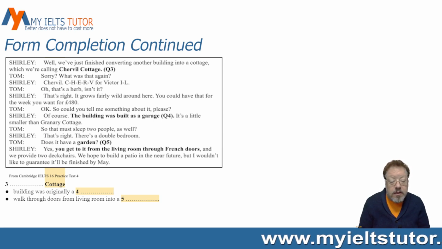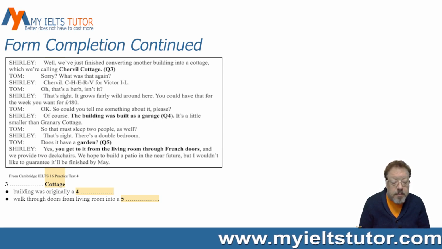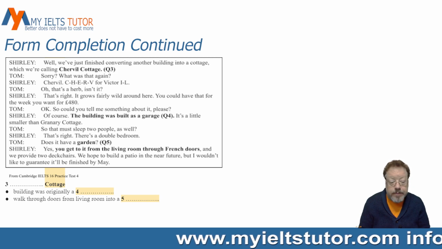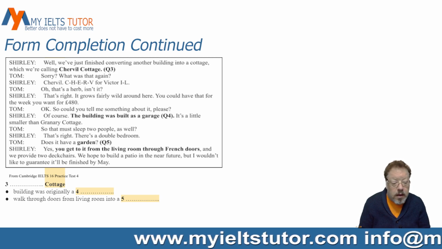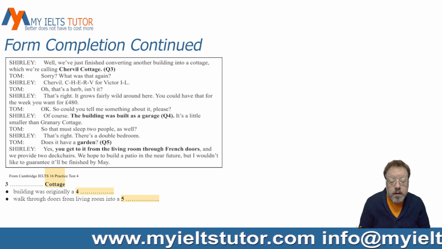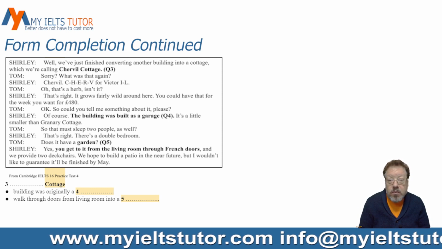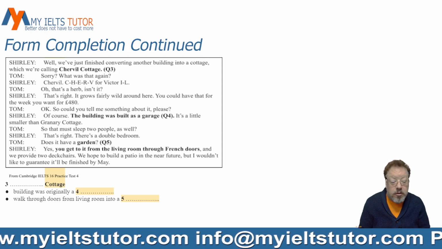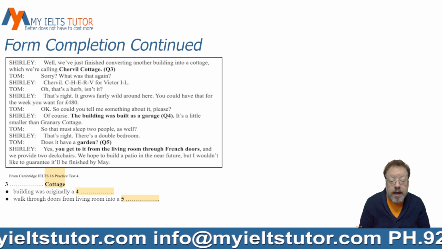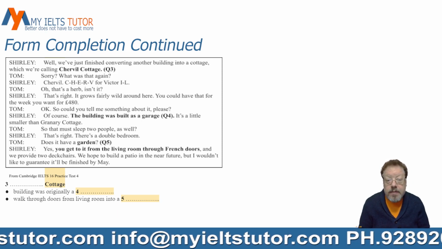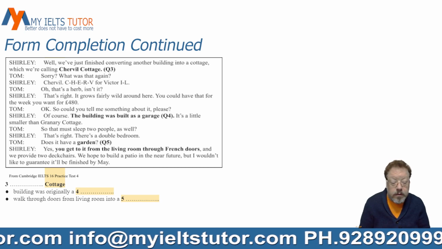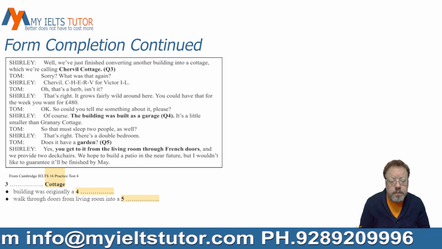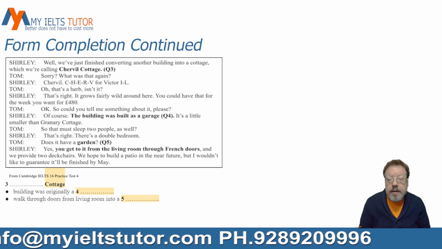Now, let's look at question 4. Building was originally A. So Shirley says, of course, the building was built as a garage. So the correct answer would be garage. So originally is expressed as was built as. Okay? So we can see it's a garage.